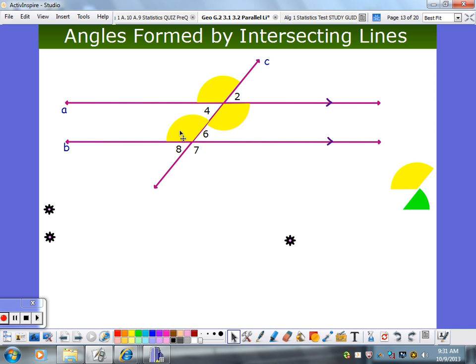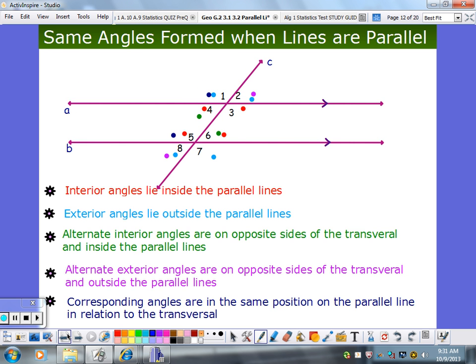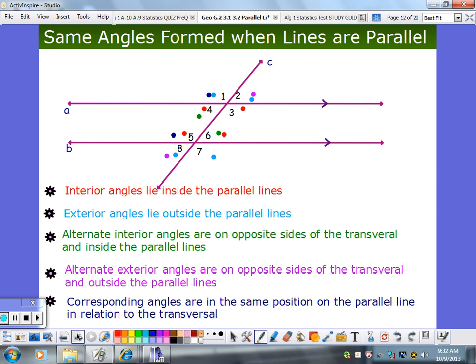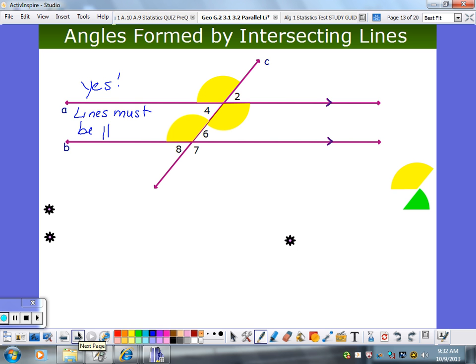Yes, what a great observation. The lines must be parallel. If you're looking at some of the other examples, they're not congruent. Because look, let's pretend that this one is perpendicular, and this one isn't. They're not going to be congruent. So that's an excellent observation. They must be parallel for these things that we're discovering here to be true.